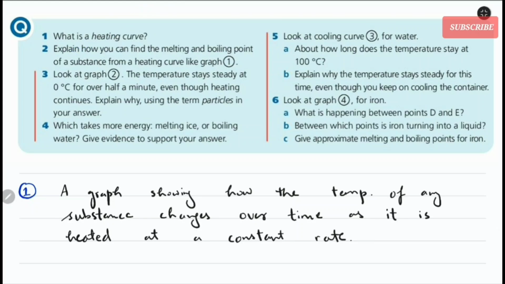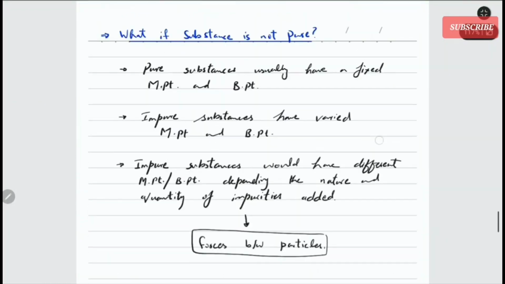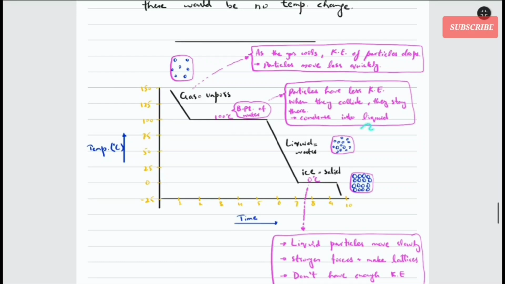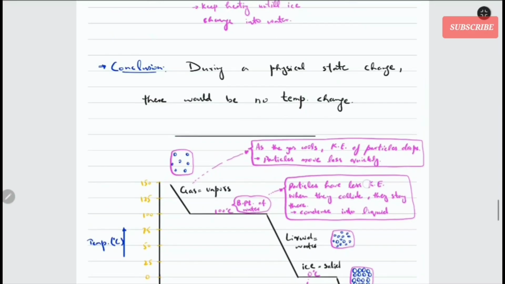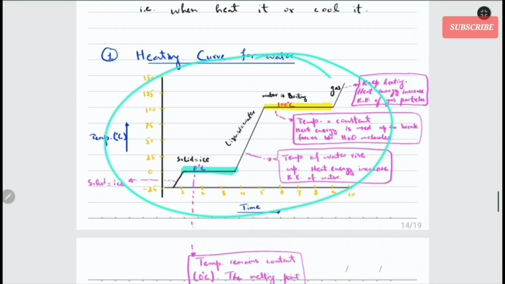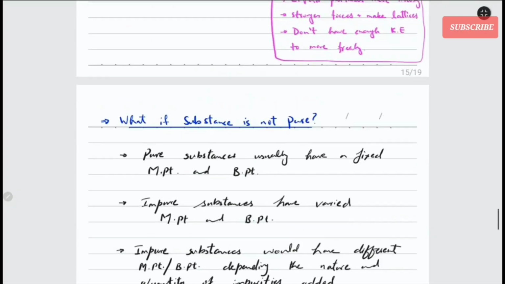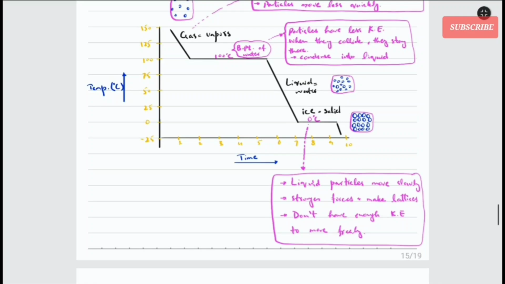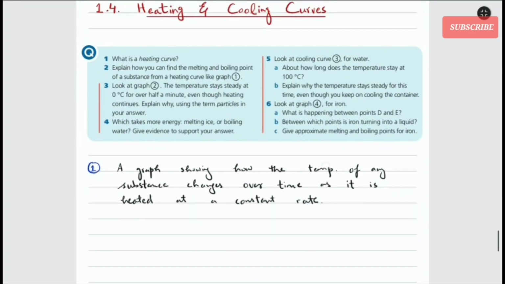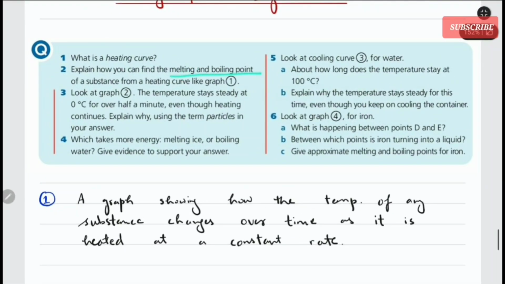Explain how you can find the melting and the boiling point of a substance from the heating curve, looking at graph 1 and graph 2. So I drew a couple of graphs. If they give you a graph like this one, or maybe a graph like this one, how can you identify this is a heating curve and this is a cooling curve? If they give you one of these curves, how would you identify the melting and the boiling point?